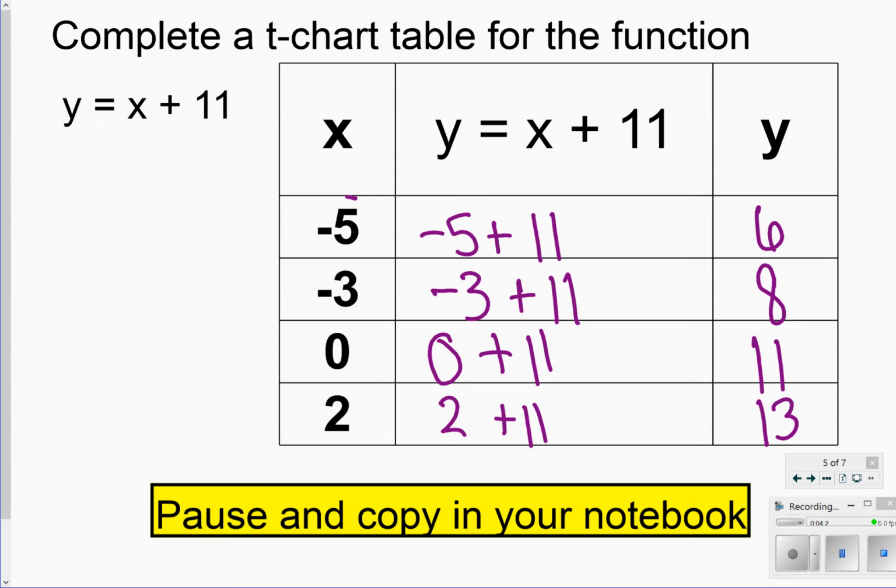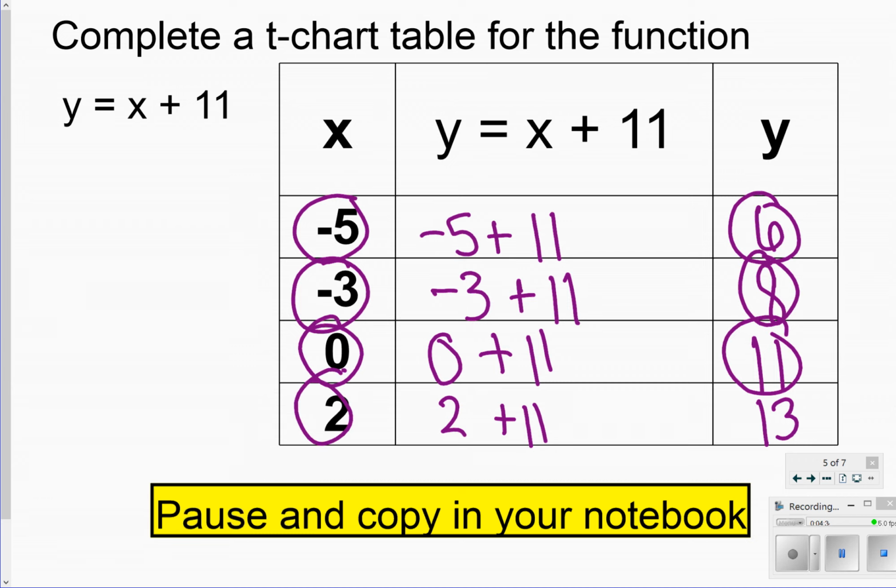So we can see our input is -5 and our output is 6. Input is -3, output is 8. Input is 0, output is 11. Input is 2, output is 13. Make sure you have this information copied in your notebook.